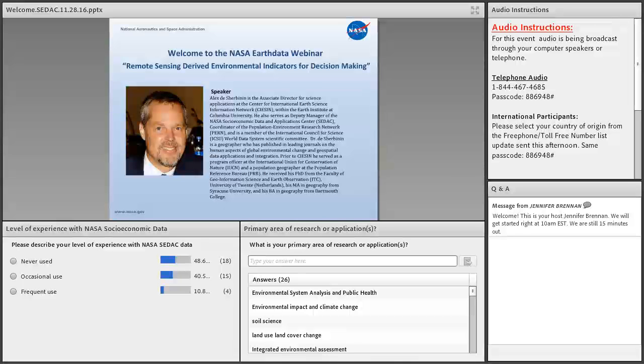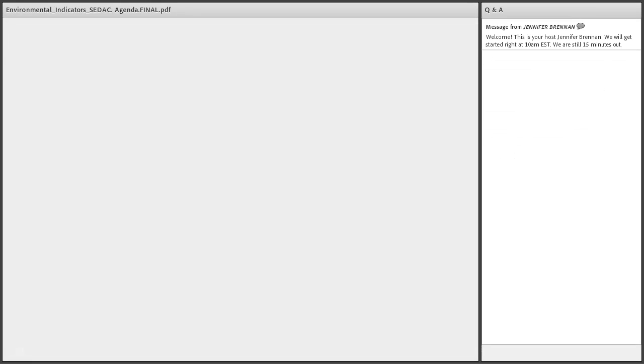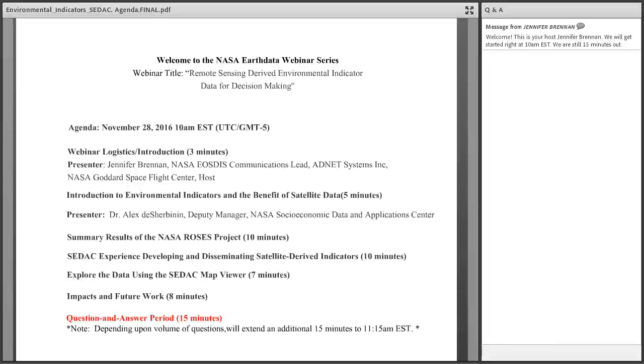What I'd like to do now is move next to the agenda. During the first half of the webinar, our speaker will provide an overview of NASA's Socioeconomic Data and Application Center, or SEDAC. And then he'll describe what environmental indicators are and further explain how satellite data fit in. During the second half of the webinar, we will delve into the NASA SEDAC experience developing and disseminating satellite-derived indicators, and we'll also explore some of these data sets using the SEDAC map viewer. Finally, our speaker will discuss impacts of these environmental indicator data and future directions.